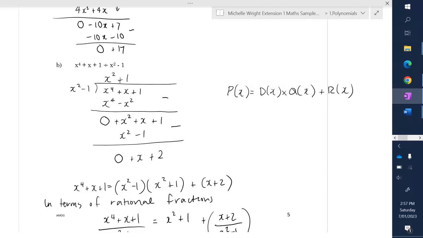But also, our r of x, or our remainder, could also be 0. And if that is the case, then we have our factors of our polynomial. We'll have d of x and q of x, and we'd have no remainder. So just note that it's okay to have a remainder, and then we just have perfect divisors that would go into that.